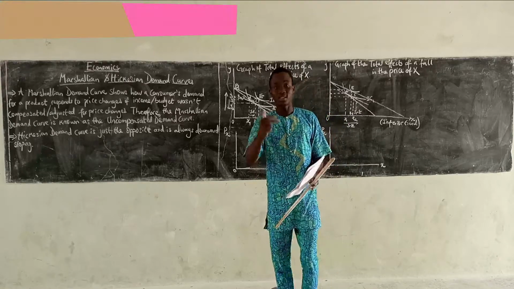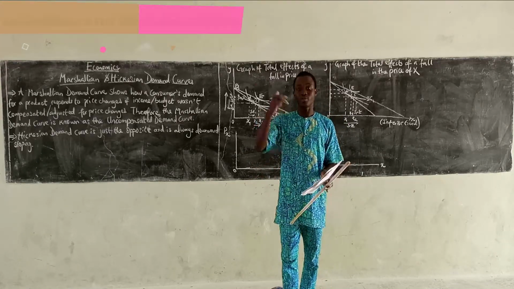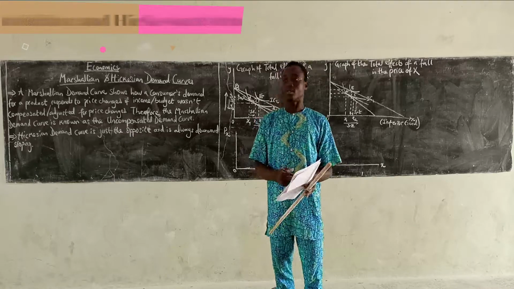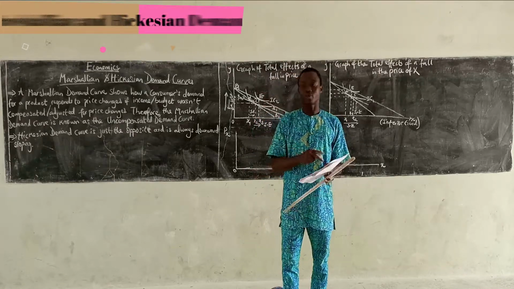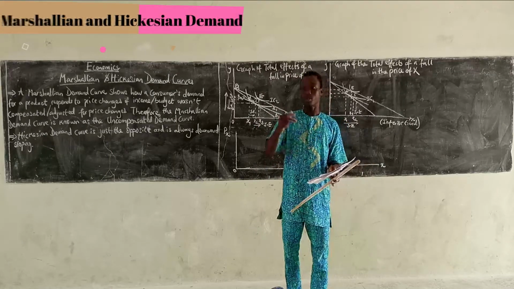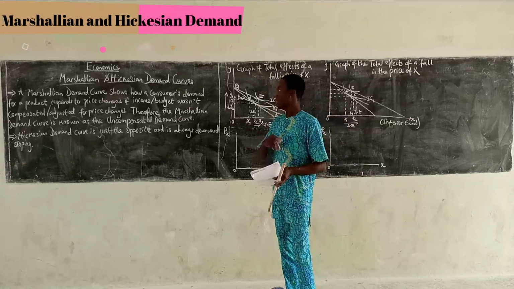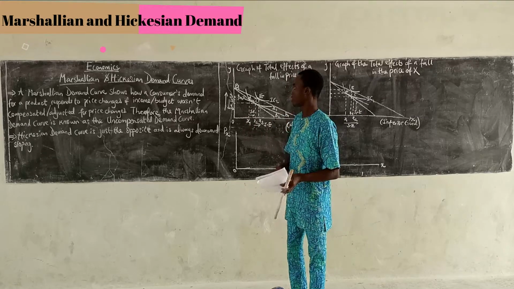That eventually leads us to the shifting of the budget line. The substitution effect takes us along the same indifference curve but onto different budget lines, so it pivots the budget line. Alright, that's just a brush through.